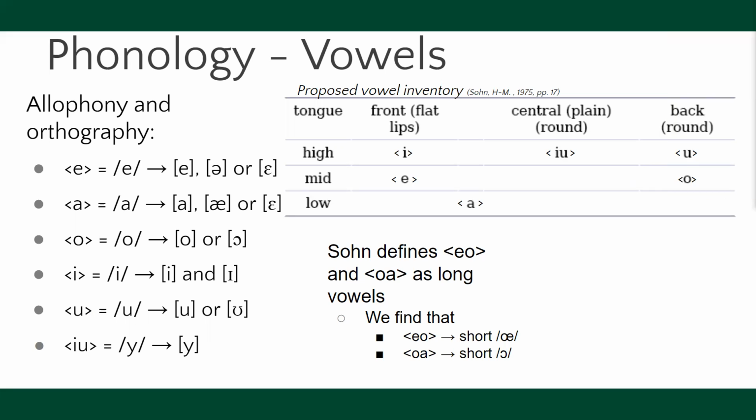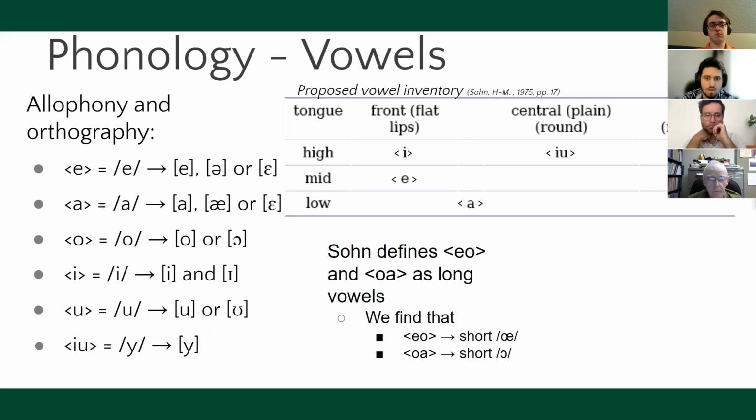The orthographic A corresponds to the low front vowel, and this will surface also as a low front vowel, ash, and it also overlaps with the mid front vowel. The O in the orthography corresponds to the mid-back rounded vowel and surfaces as the mid-back rounded vowel and the mid-low back unrounded vowel.